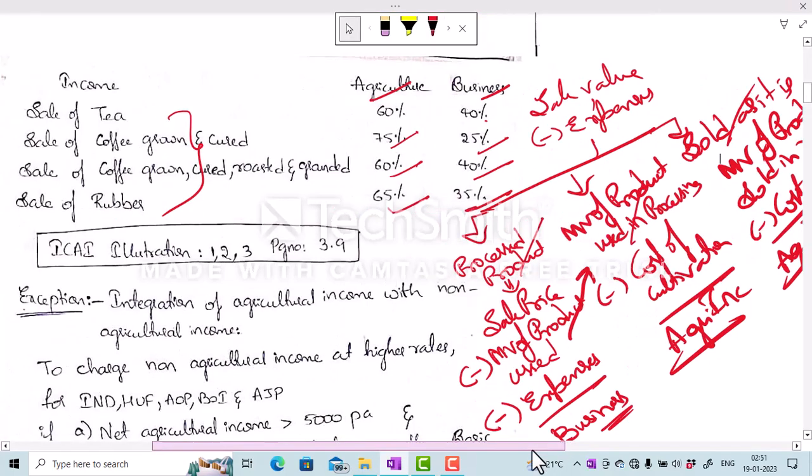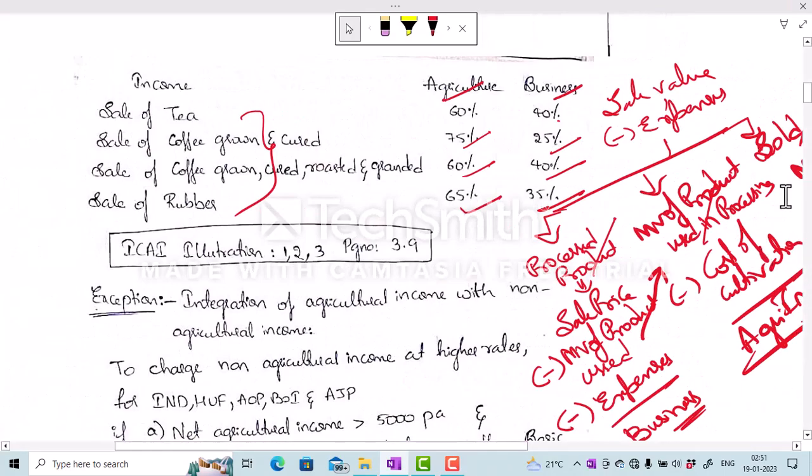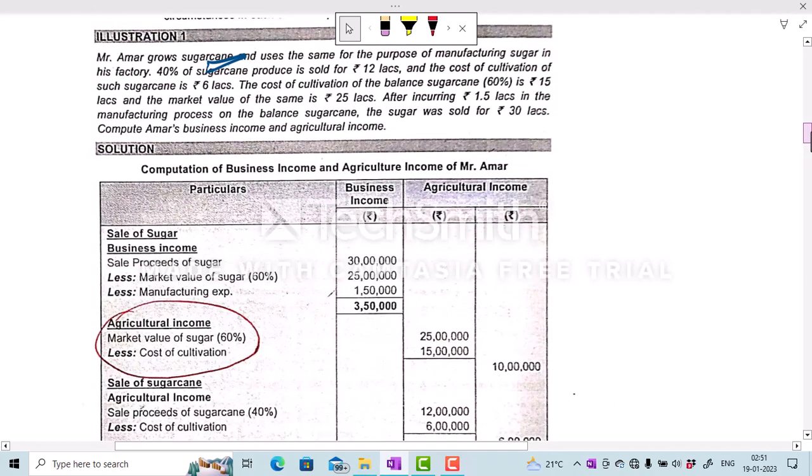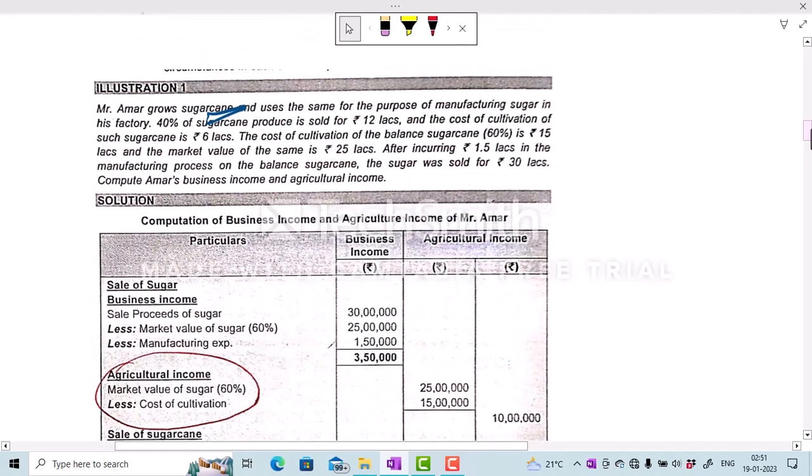We have an example for this. Let's see that example. It's the first illustration. Mr. Amar grows sugarcane and uses the same for the purpose of manufacturing sugar in his factory. 40% of sugarcane is sold for 12 lakhs and the cost of cultivation of this sugarcane is 6 lakhs. Cost of cultivation of the balance sugarcane is 15 lakhs and market value of the same is 25 lakhs. After incurring 1.5 lakhs in the manufacturing process on the balance sugarcane, the sugar was sold for 30 lakhs.